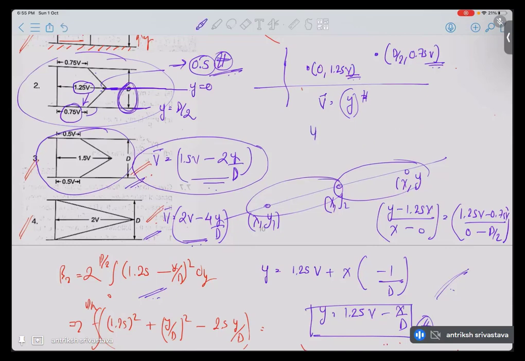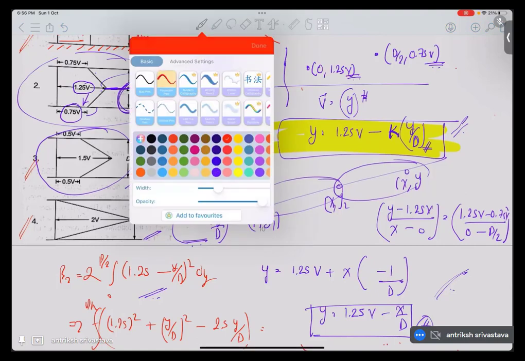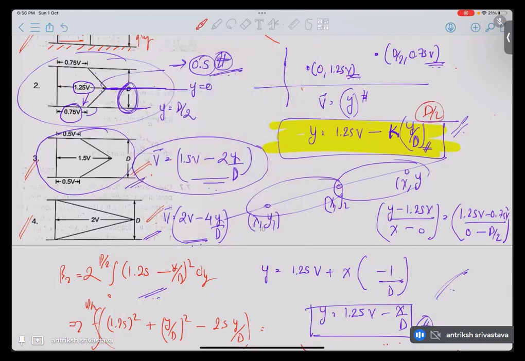So you have some rough idea of the equation. The equation is going to be y is equal to 1.25 v minus some constant into y by d, because y is going to take the value from 0 to d by 2. So for the dimensionality, y is going to be divided by d in this equation, and it will be multiplied with some constant. You just get the idea that the equation is going to be something like this, right? So then you see what should be the value of k, such that at y is equal to d by 2, my answer comes out to be 0.5.